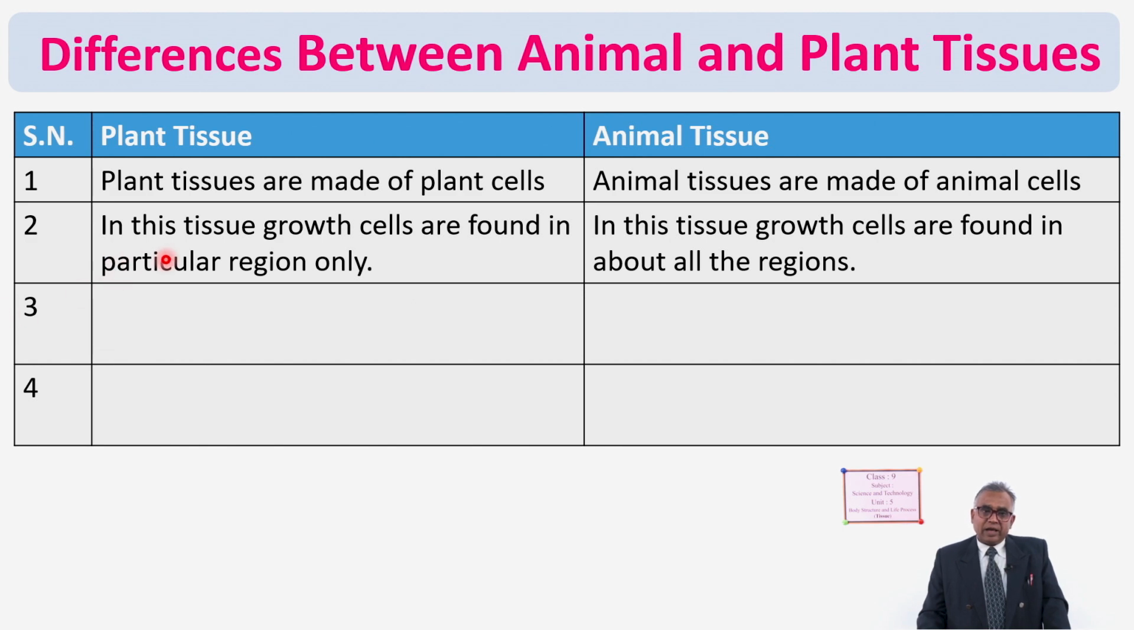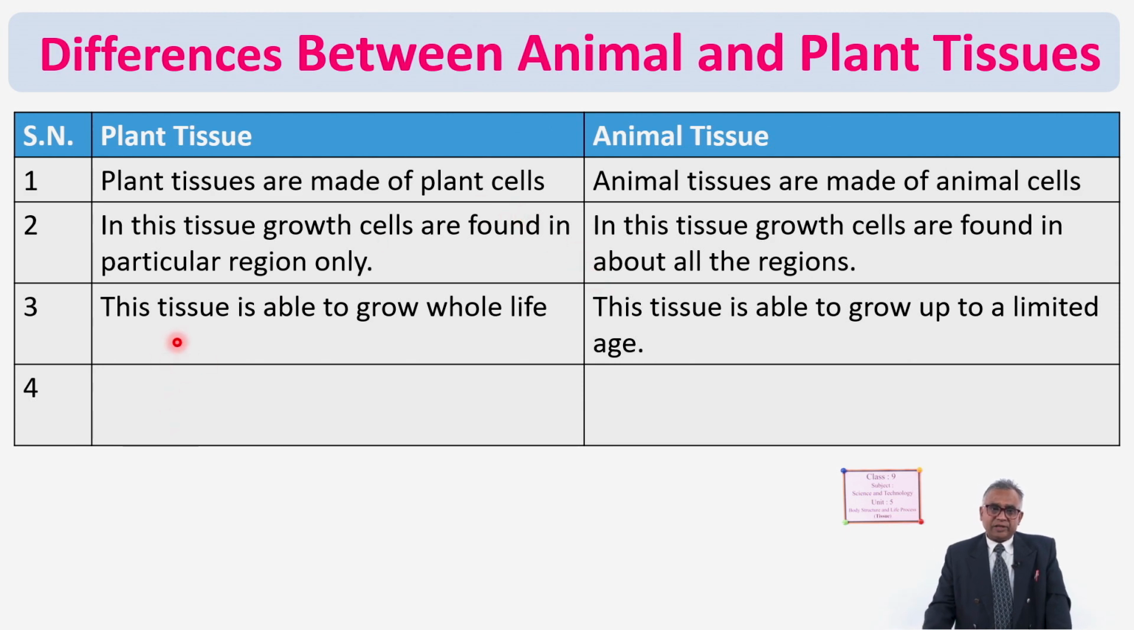Second one, in plant tissue, growth cells are found in particular regions only. Do you remember what the regions are? Yes, the tip of the stem and the tip of the root. These are mainly meristematic tissues. Lateral meristems are also found at other regions, but not everywhere. But in an animal's body, almost all parts have growth cells. That is a difference.